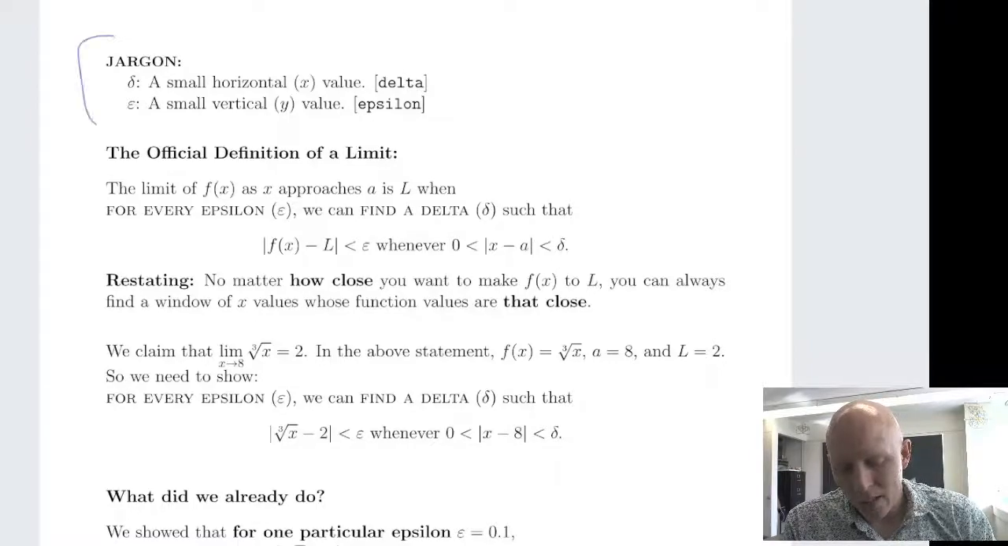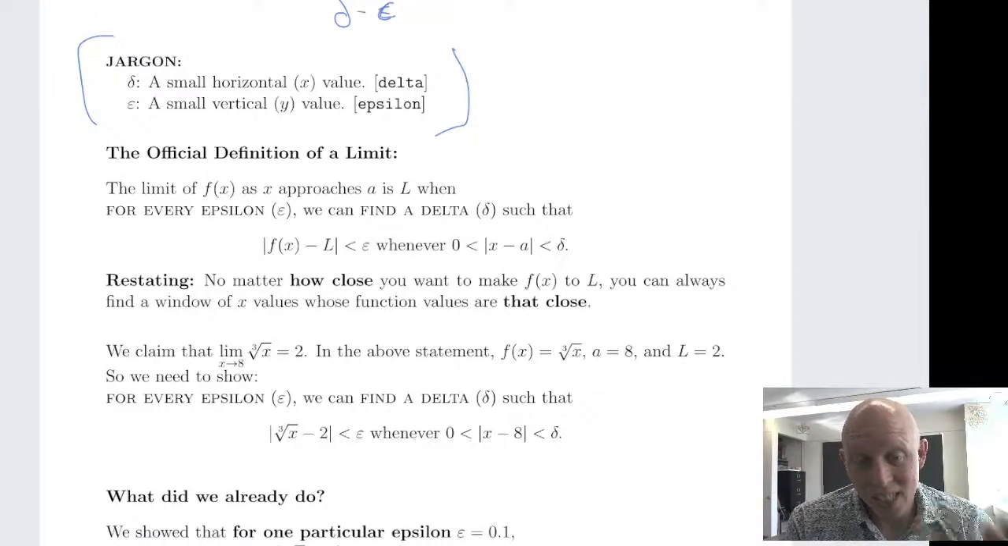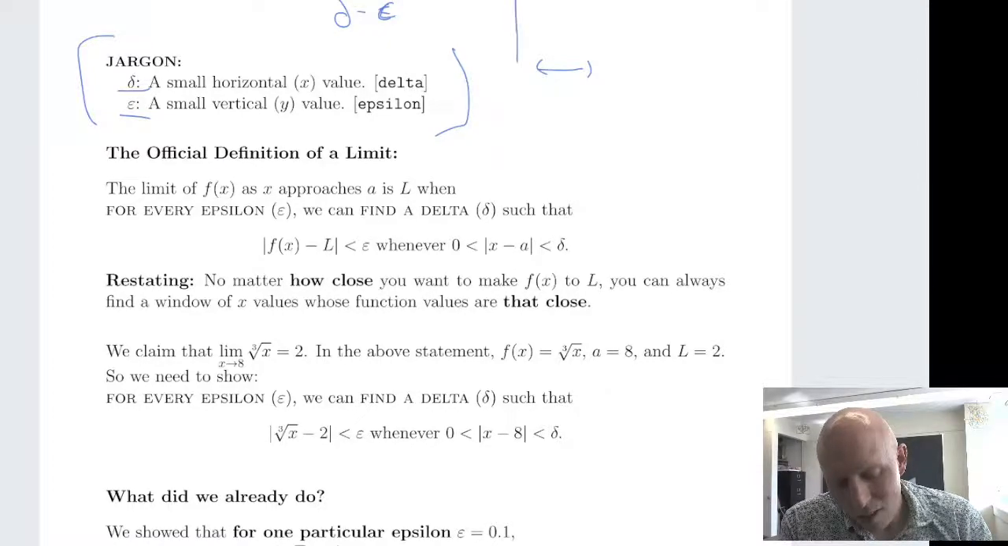So here's the idea about delta epsilon proofs. If you wanted to show that a limit exists, this is how you would do it. We're going to use two special terms: delta and epsilon. Delta represents some small horizontal distance, and epsilon represents some vertical distance.